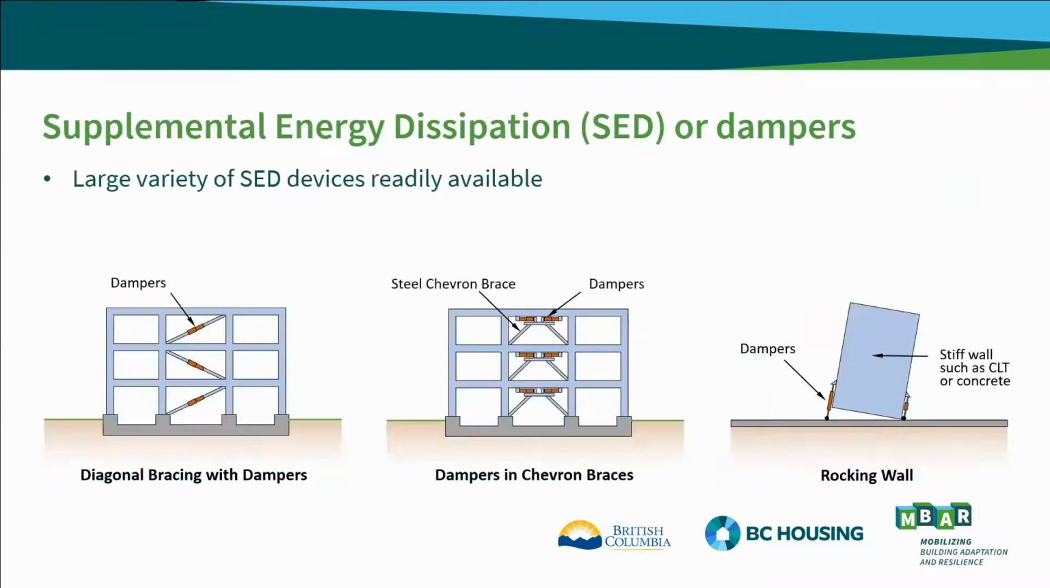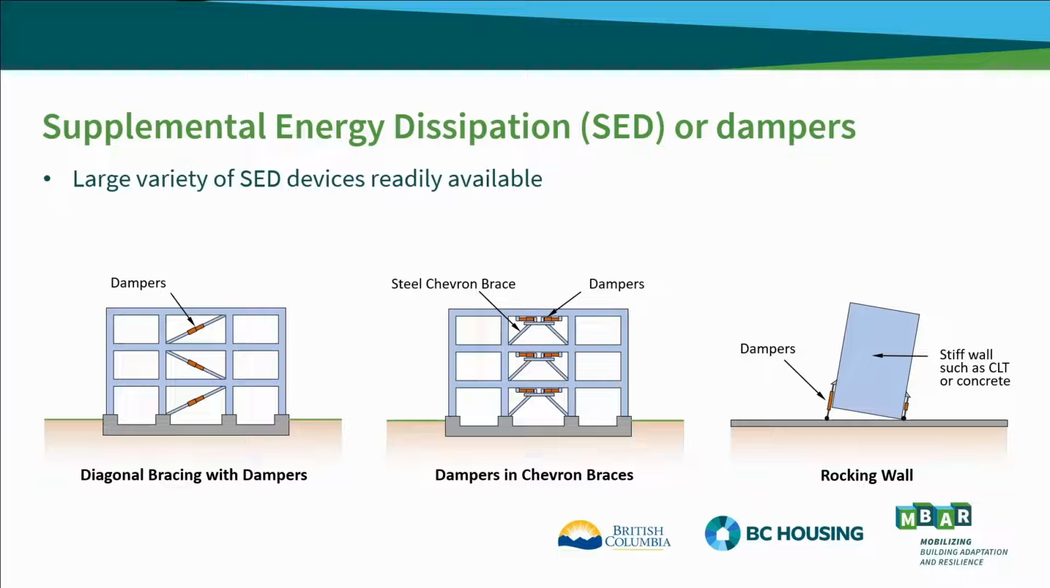So today's session is on supplemental energy dissipation, SED, also commonly referred to as dampers. There's a large variety of SED devices that are readily available in the marketplace, and these function and dissipate the earthquake's energy by relative movement of the damper, so there has to be movement. An example on the left is the dampers installed in the diagonal bracing in a building. In the center illustration, a pair of dampers at the top of a chevron brace. So as one floor moves relative to the other, the dampers are initiated and dissipate the energy.